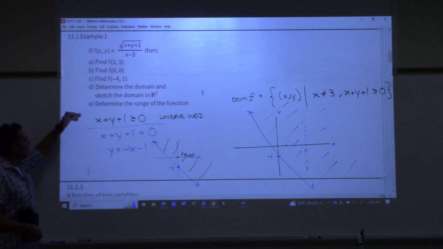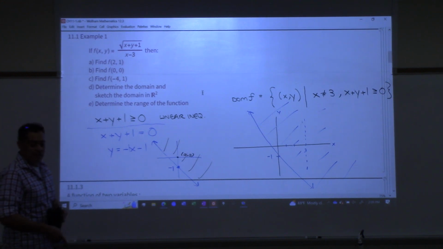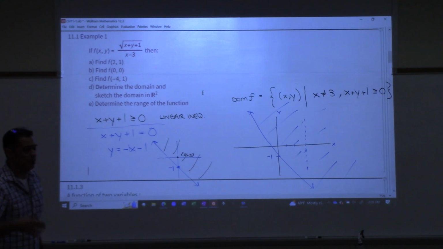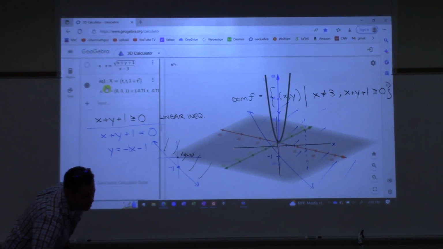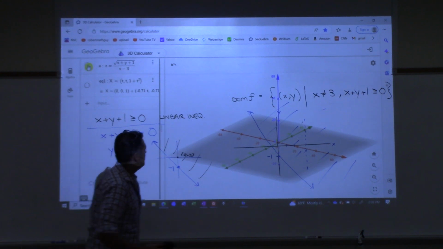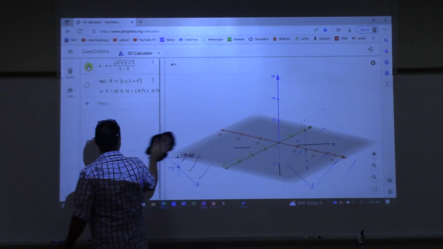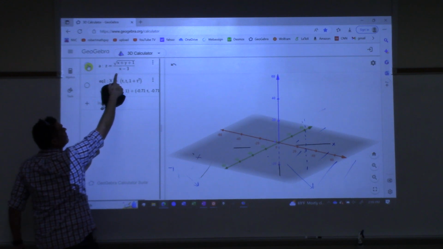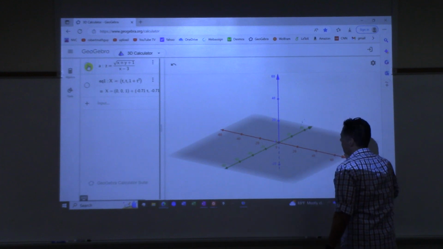Now, on the notes I put here, determine the range. I'm never going to ask you to determine a range on a test or anything like that, because it's just not simple. Instead, what I want you to get used to is going to some software and graphing this. So I used GeoGebra again, right? And let me erase all this. Do you see what I typed in right here? Z equals, and then I typed in the function, and I'm about to have it graph for us, all right?